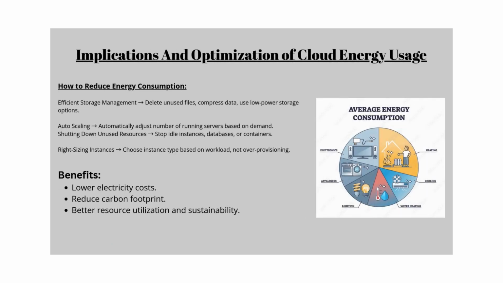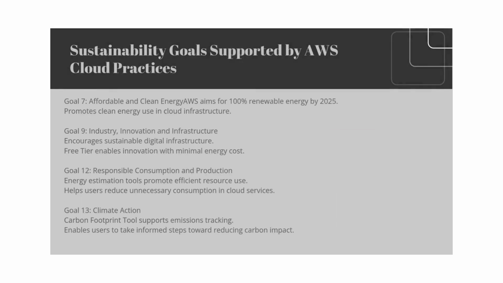Now we'll go to the implementations and optimizations of cloud energy usage. Cloud services consume energy, but there are several ways to optimize usage. First, efficient storage management, deleting unused compressed data and using low power storage options. Second, auto scaling. Third, shutting down unused resources like idle instances, databases, or containers should be turned off. Fourth, right size instances, that is choosing the correct instance.